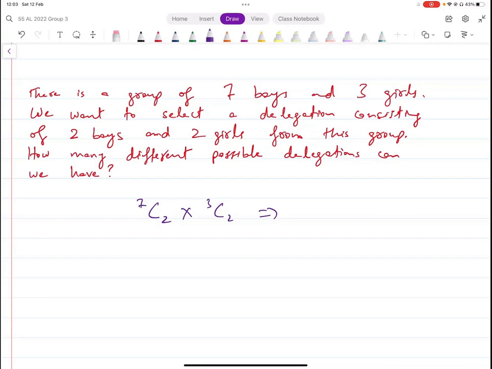Why can't we do it together? So if we were to do it together like this, get total 10 select 4. Why is that not possible? In 10C4, there is no restriction. वो जो 4 लोग आप select कर रहे हो, it could be 3 girls, 1 boy, it could be 1 girl, 3 boys, it could be 4 boys. उसमें कोई restriction नहीं है. Right? क्योंकि आपने restriction लगानी है, you have to do it separately like this. कि 7 में से 2 choose करने हैं और 3 में से 2 choose करने हैं. That's what you have to do. All right? Any questions?